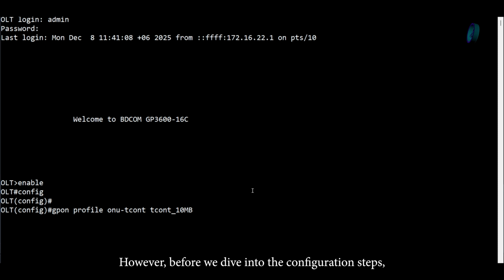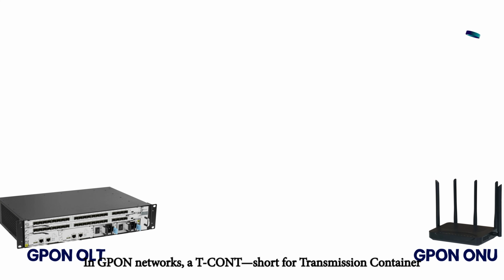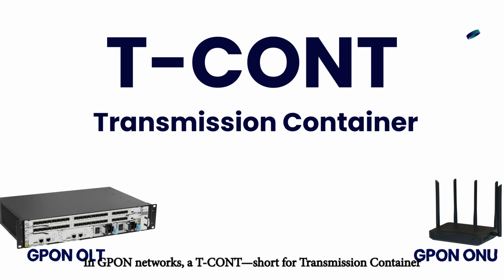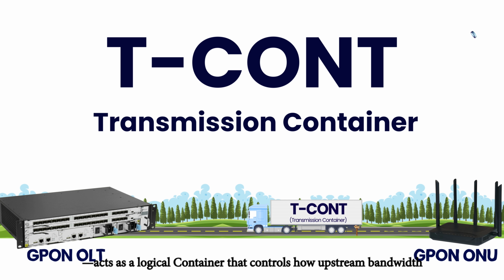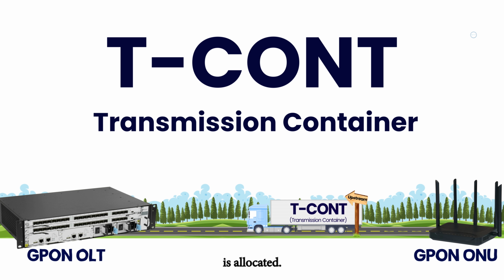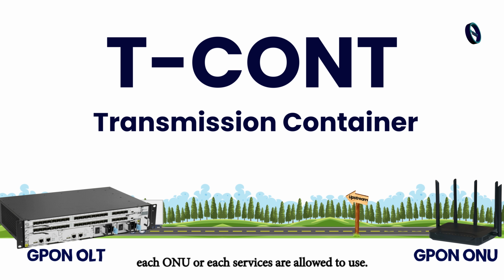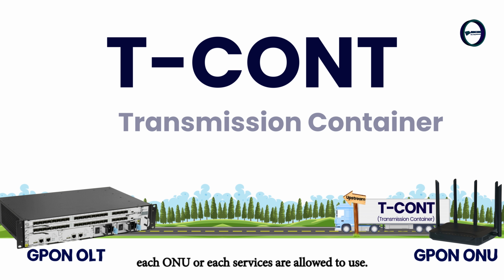However, before we dive into the configuration steps, it's important to understand what a T-CONT is and how it functions within a GPON network. In GPON networks, a T-CONT, short for transmission container, acts as a logical container that controls how upstream bandwidth is allocated. The OLT uses these T-CONTs to manage exactly how much bandwidth each ONU or each service is allowed to use.